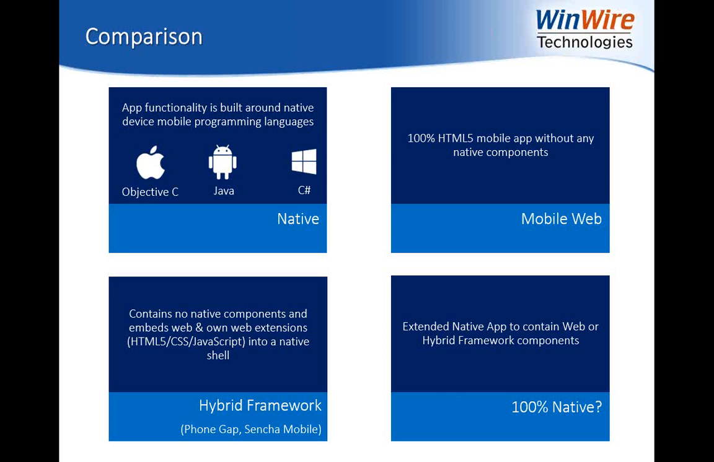They don't contain any native components like the hybrid apps do, and basically the frameworks embed their own web extensions into a native shell. That is different from pure hybrid, which has just pure HTML5 without any extensions displayed inside of a web view. And then the last box that we have on this page says 100% native with a question mark. And what does that really mean?